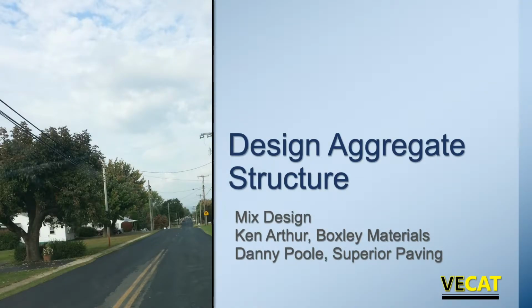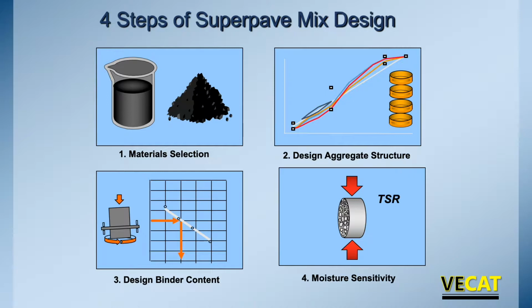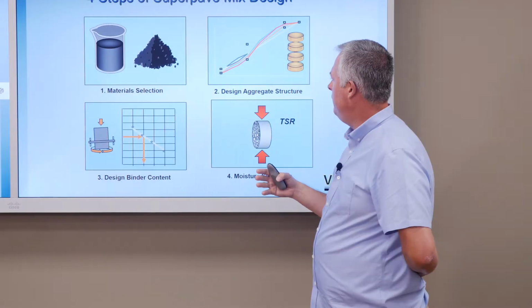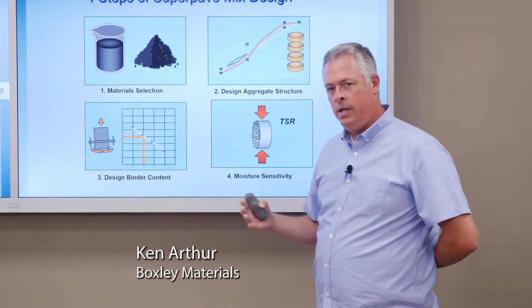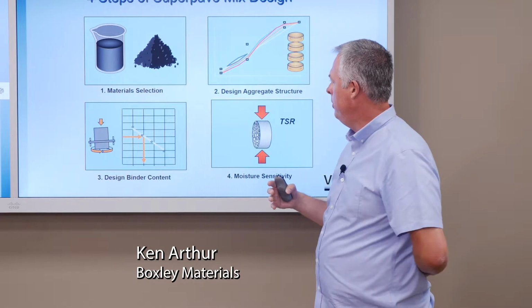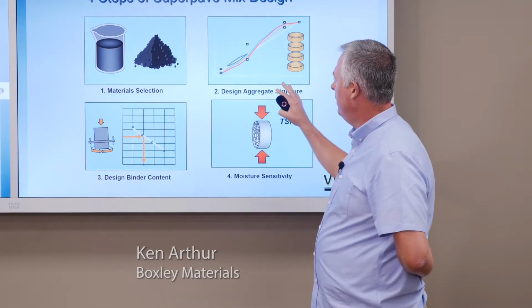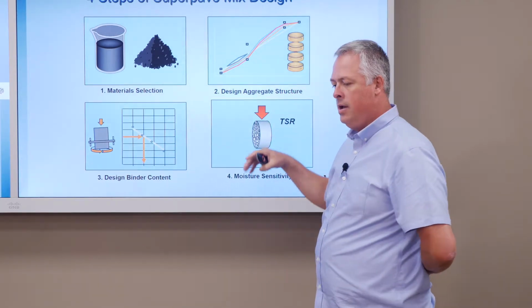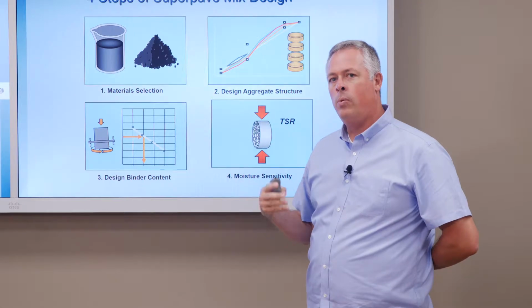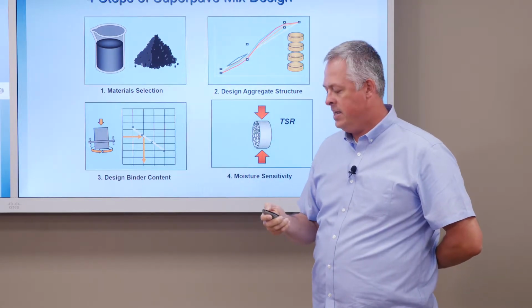So, design aggregate structure. You guys have just finished up the portion where we select materials. We've tested the materials. Now we've got to figure out how we blend these materials together, how we come up with some trial blend designs that we can get gradations on and figure out what we're going to actually use for our design.